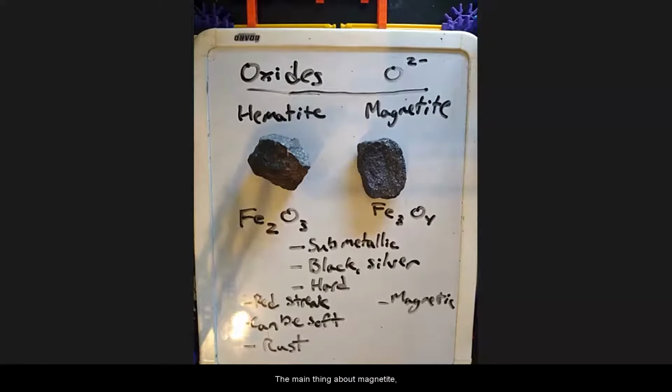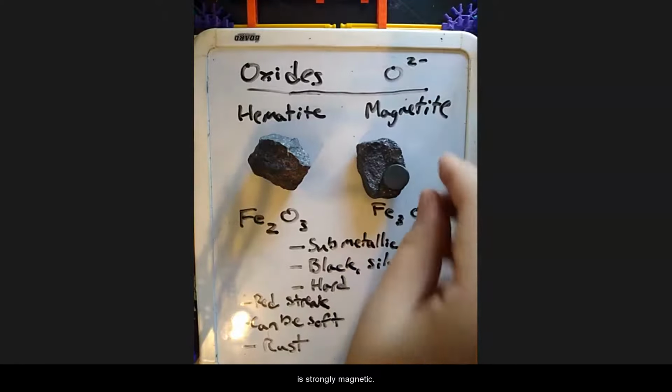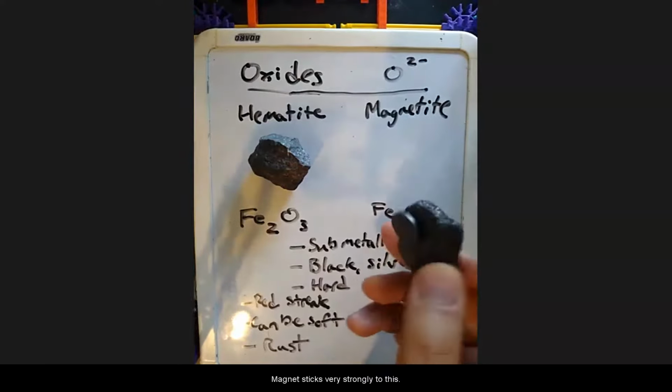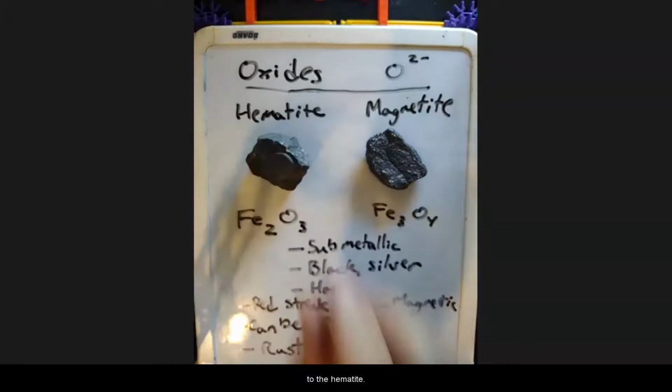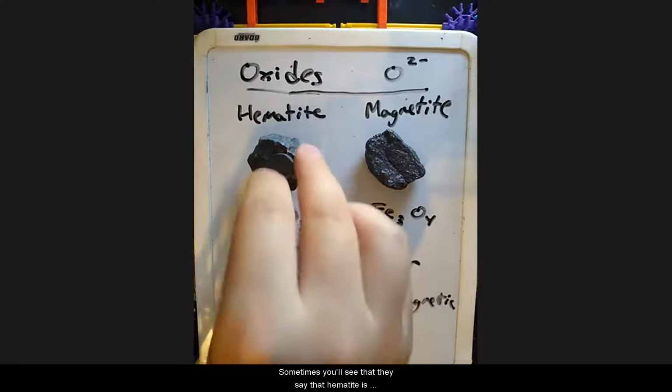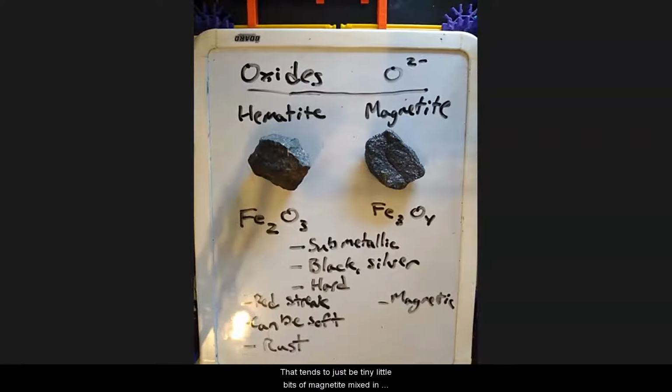The main thing about magnetite, as you might expect from the name of it, is that it is strongly magnetic. This magnet sticks very strongly to this, does not stick to the hematite. Sometimes you'll see that they say that hematite is weakly magnetic. That tends to just be tiny little bits of magnetite mixed in with the hematite. So really, magnetite is the magnetic one, hematite is not.